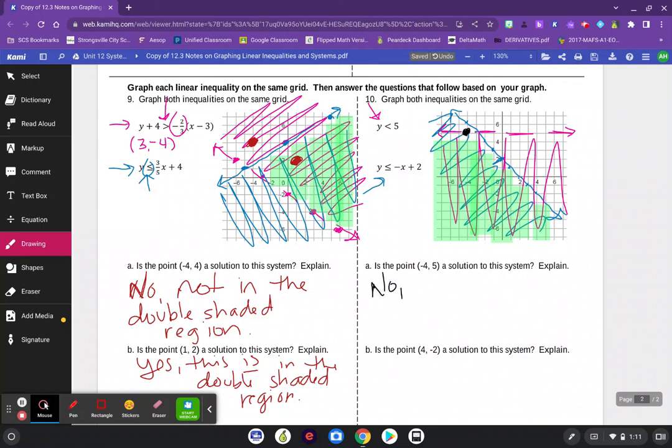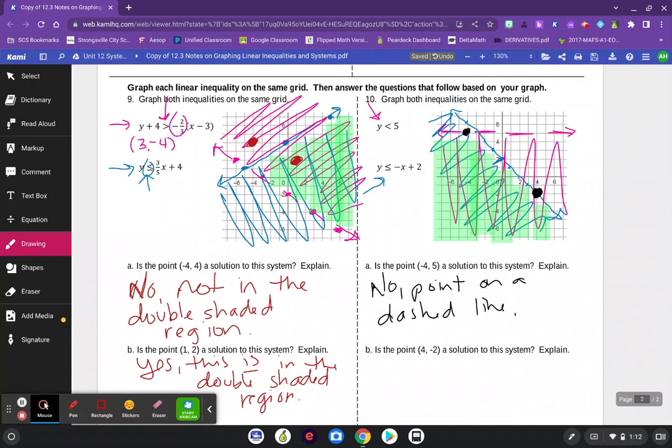And it's not because this point, even though it borders that double shaded region, it's on a dashed line. And a dashed line will never have points that make true statements that are on that line. So no, the point is on a dashed line. Okay. All right, let's take a look at (4, -2). So (4, -2) is this point down here.